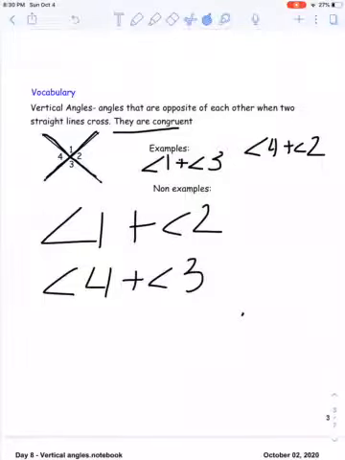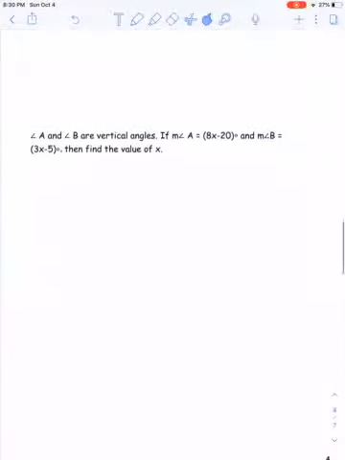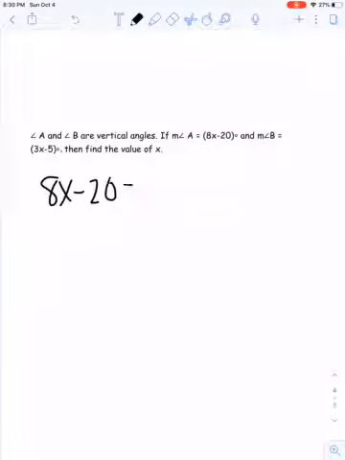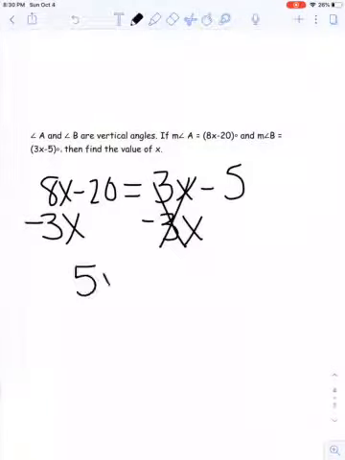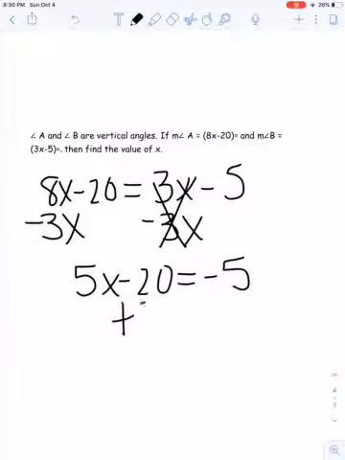Okay, so if I'm given a problem like this, and I know that they're vertical angles, what I'm going to do is I'm going to set them equal to each other. So 8x minus 20 equals 3x minus 5. And now I'm just going to solve. So once again, when you see vertical angles, you are going to set them equal to each other. 5x minus 20 equals negative 5. I'm going to add 20.